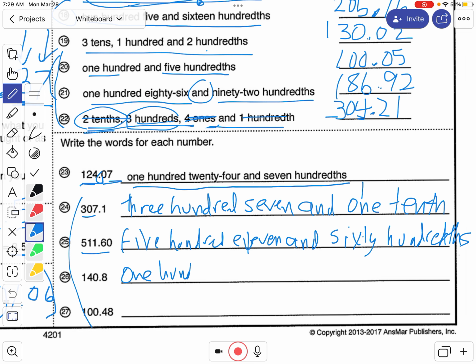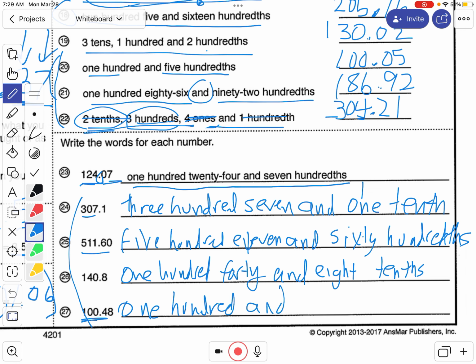140. And 8 tenths. E-I-G-H-T. Tenths. Okay, then on this one we have 100. And after the decimal is the number 48. So I'm going to write 48. And that's 48 hundredths. Now, I'm going to run out of room. And it should look like that on the end. T-H-S. All right. Hopefully you got all those right.